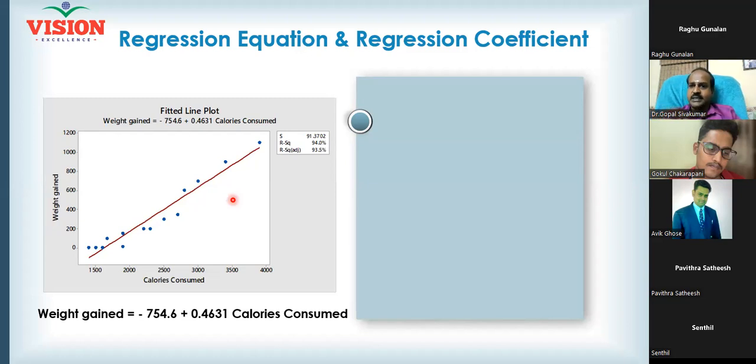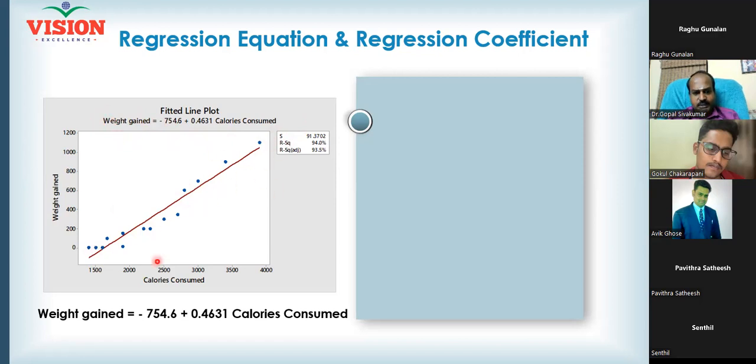First degree equation means your equation will not have x square and x cube. Your equation will only have x. Second degree equation means your equation will have x square and also x. Third degree equation means your equation will have x cube, x square, and x, right? And also a constant term. So now see here, an equation is derived. Weight gain equal to minus 754.6 plus 0.4631 calorie consumed. This is the equation representing the red color line.